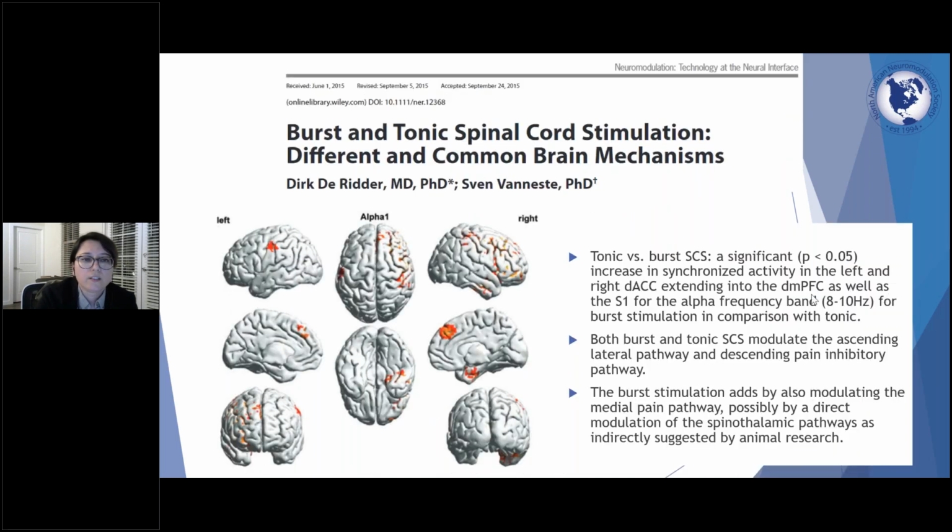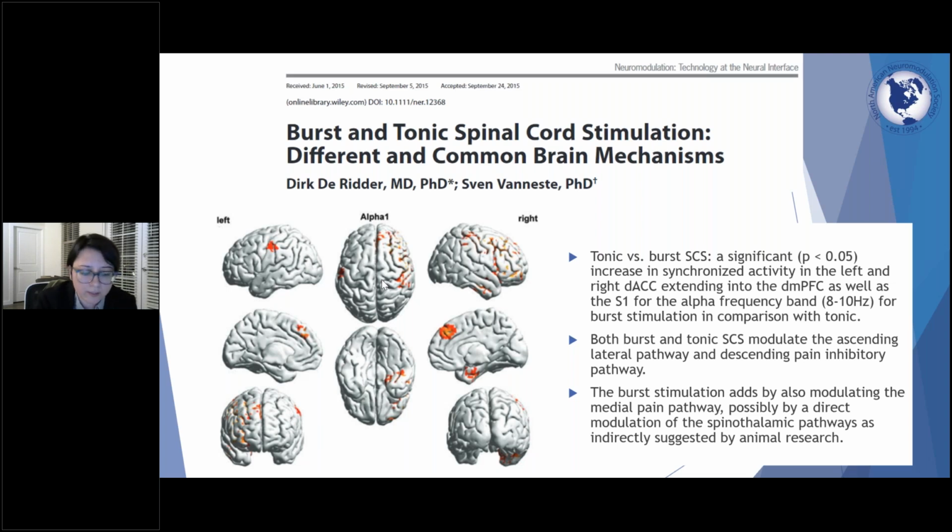And in this 2015 study, Dr. De Ridder and Vanneste are investigating the spectral changes in 5 patients in burst stimulation versus tonic stimulation, and they use source localization to investigate the subcortical region activations. And they also include the sham stimulation, which is stimulation of just immediately after inducing paresthesia.